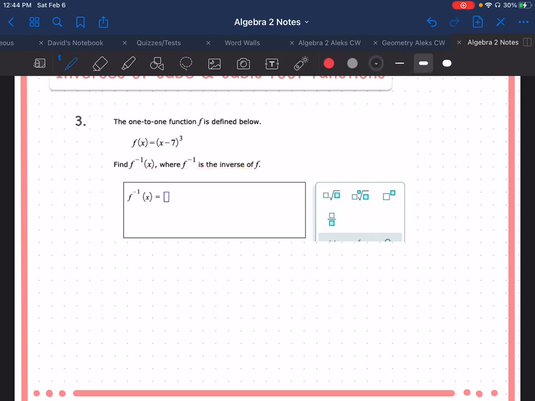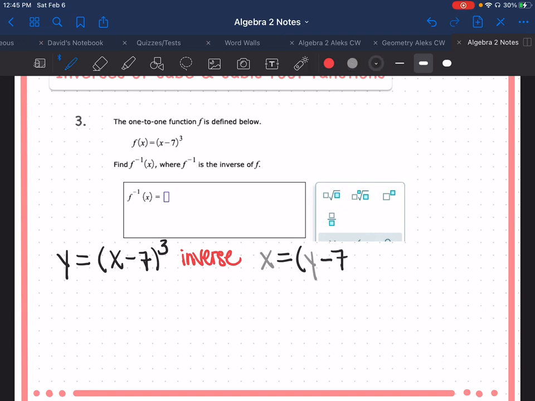And then, of course, they're reminding you again that f to the -1 is the inverse of f. So remember, what you're going to do first is take this f of x and change it to y. So think of it as y equals x minus 7 to the third power. Now we're going to do the inverse. To do the inverse, I'm going to change the letter y to the letter x, and change the letter x to the letter y. So I'm just simply switching my variables.